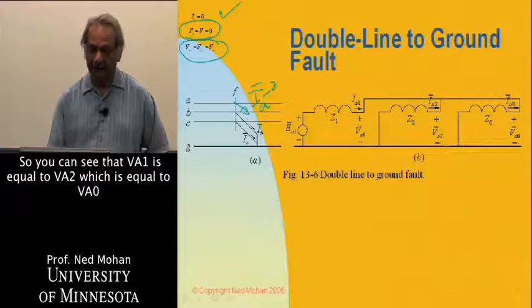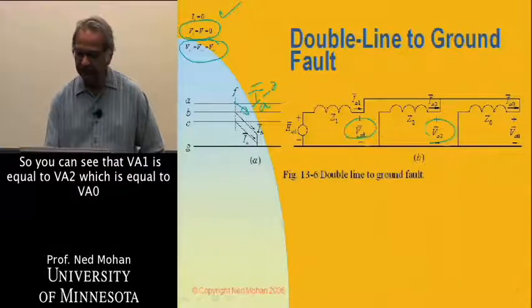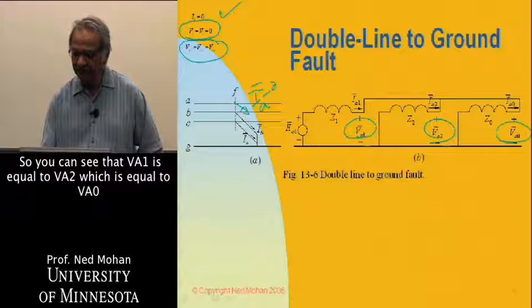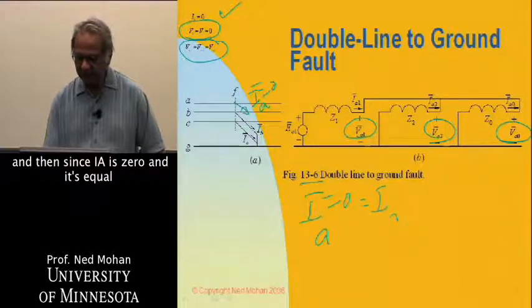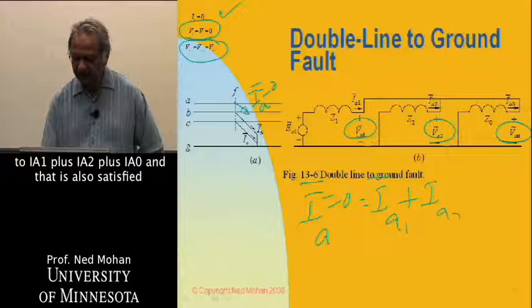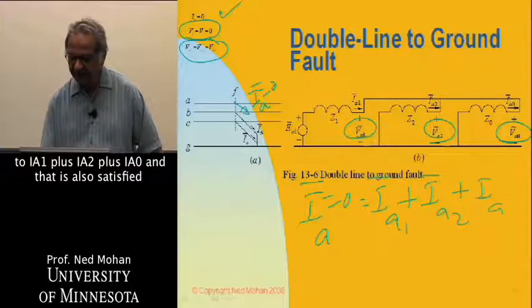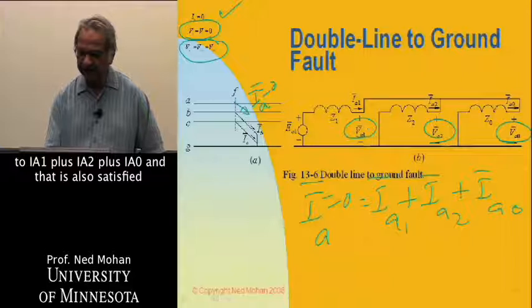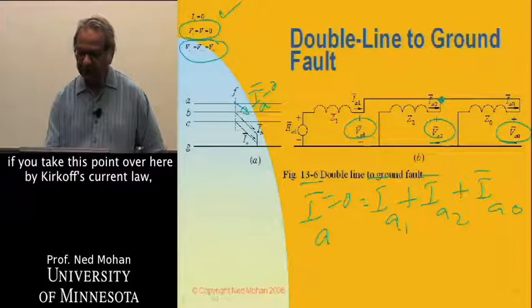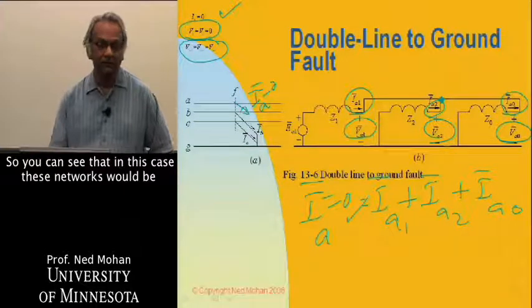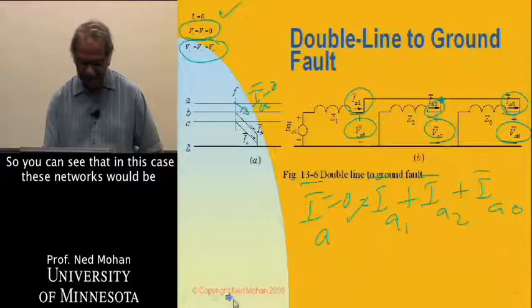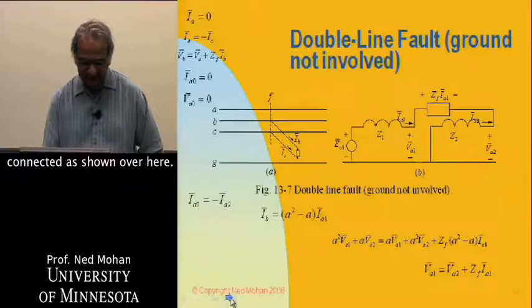we can connect these 3 sequence networks as shown here in parallel. So you can see that VA1 is equal to VA2, which is equal to VA0, and since IA is 0, it is equal to IA1 plus IA2 plus IA0, and that is also satisfied if you take this point over here, by Kirchhoff's current law, IA1 plus IA2 plus IA0 add up to 0 here. So you can see that in this case, these networks will be connected as shown over here.